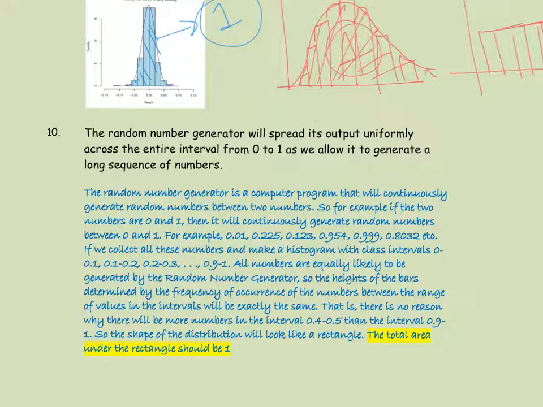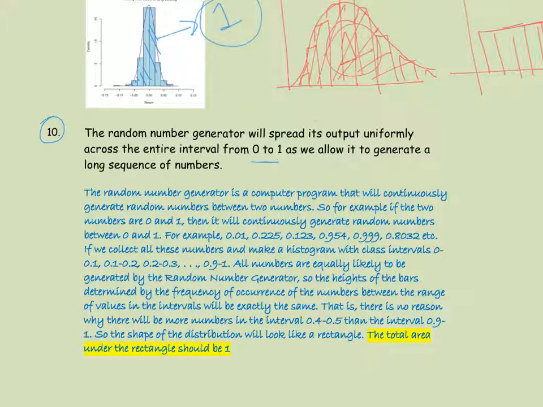So question number 10. It says that a random number generator will spread its output uniformly across the interval 0 to 1. So basically a random number generator continuously generates numbers between any two given numbers, and we can make a note of all the numbers, collect a long list of such numbers generated by a random number generator, and make a histogram out of it.